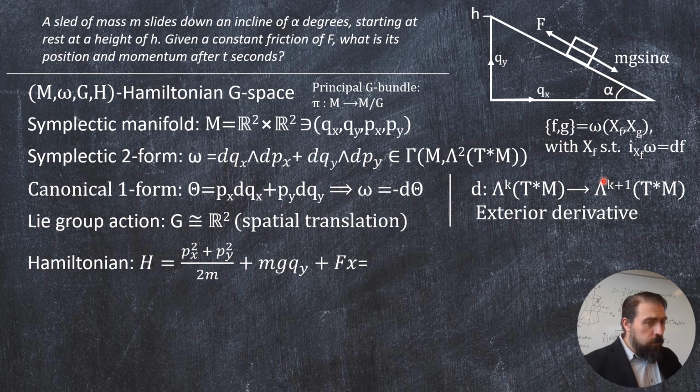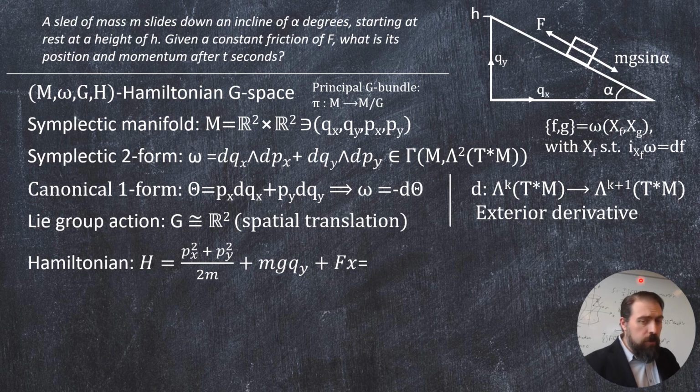The H is, of course, the Hamiltonian. It's a Hamiltonian G-space, so they have a Hamiltonian. And here we have a kinetic term. This is just the square of the momentum over 2m plus a potential term here. This is the potential energy associated with gravity. So it's mg times height, q_y.